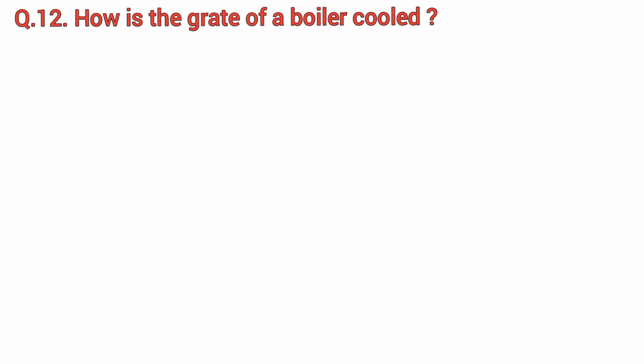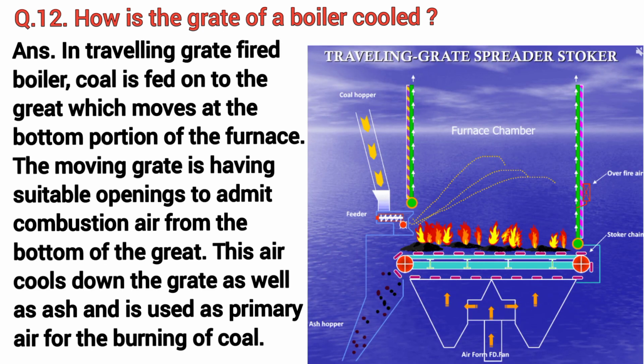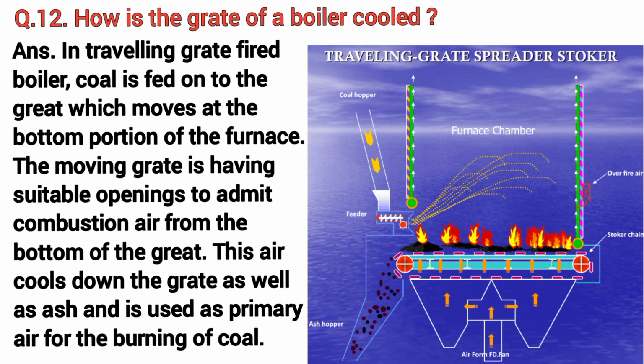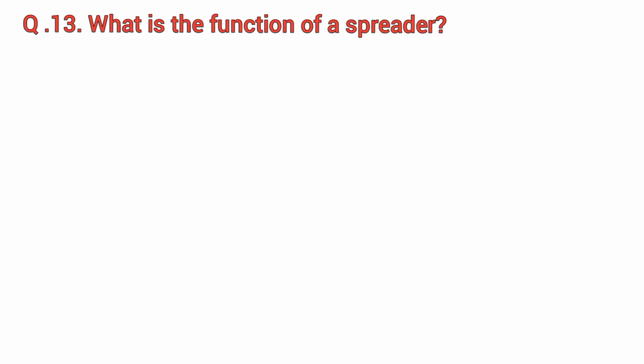How is the grate of a boiler cooled? In traveling grate-fired boiler, coal is fed onto the grate which moves at the bottom portion of the furnace. The moving grate is having suitable openings to admit combustion air from the bottom of the grate. This air cools down the grate as well as ash and is used as primary air for the burning of coal.